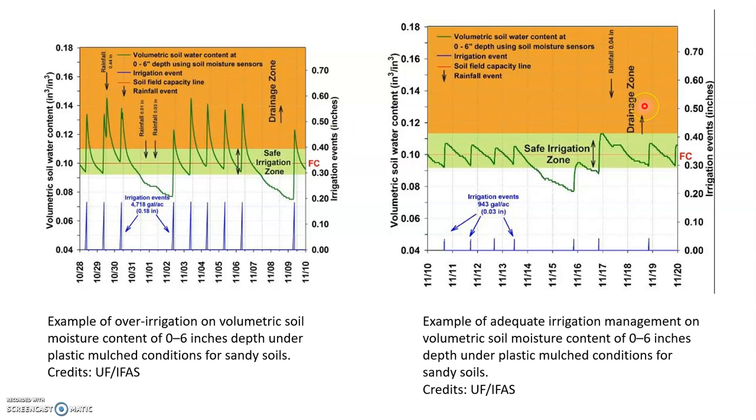So if you see this in this lecture, they are just maintaining the water in the safe irrigation zone, so there will be no water loss due to infiltration. They are just keeping this level in the safe zone.